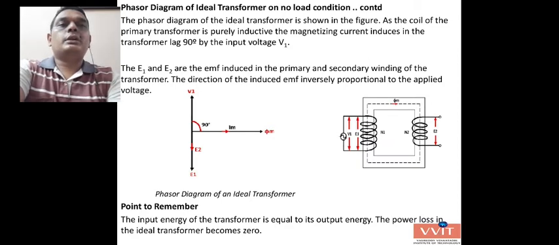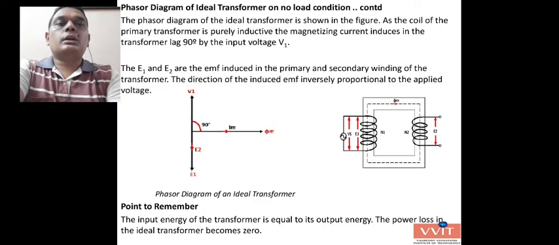The phasor diagram of your ideal transformer is as shown in the figure. As the coil of the primary transformer is purely inductive, the magnetizing current induced in the transformer lags the applied voltage V1 by 90 degrees. E1 and E2 are the EMFs induced in the primary and the secondary winding of the transformer. The direction of the induced EMF is opposite to the applied voltage.